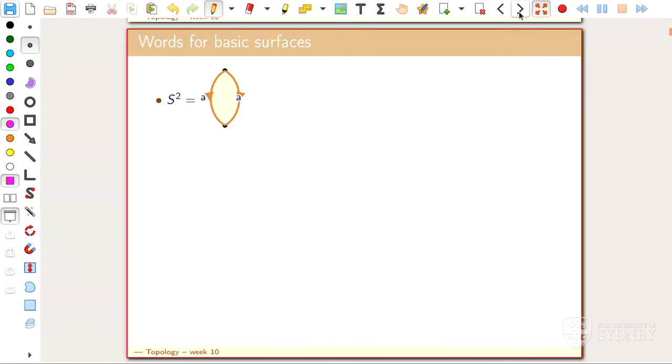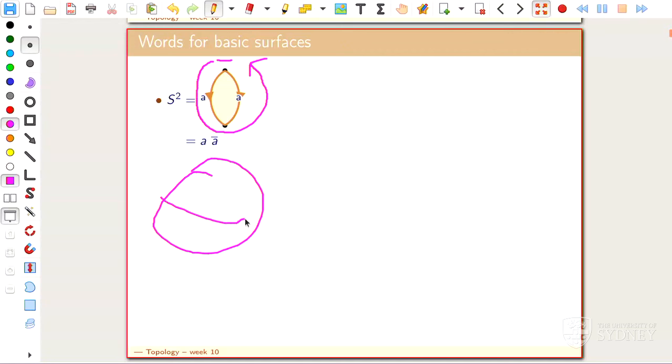Okay, so let's do it. You will see that you can somewhat eyeball what surface you have if you just know the word. You just need to know a few patterns. So if I start reading here and I go around, I will see A and A bar. That's our friend, the sphere, and you will see the pattern A A bar corresponds to a sphere. That's what I'm trying to tell you here.